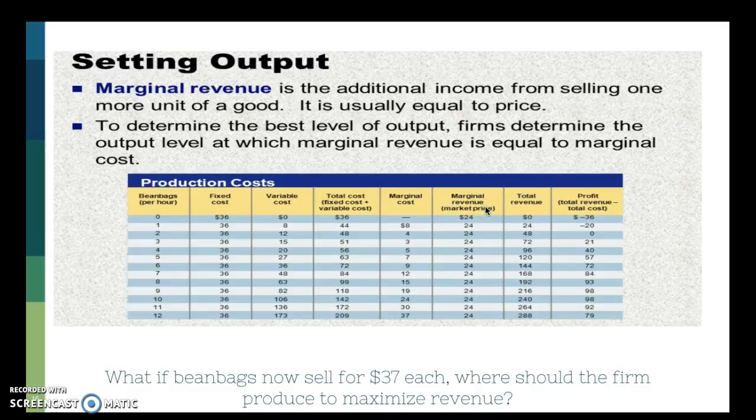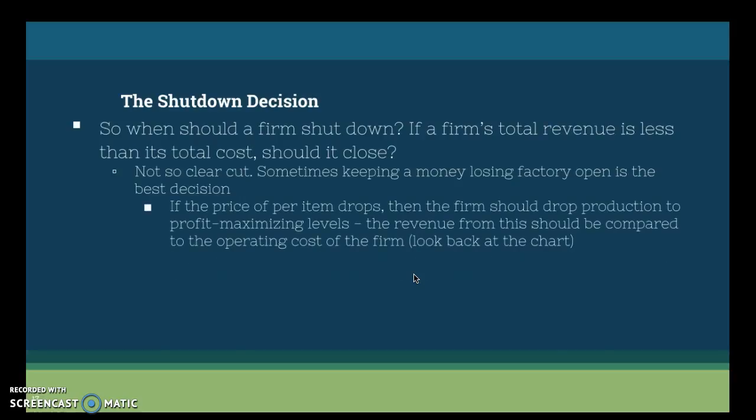Question number 3. If marginal revenue is $12 per beanbag, at what level should the firm produce? Remember, we're looking for that point where the marginal revenue is equal to the marginal cost. Hopefully you found it, which is at 7 beanbags per hour. At this point, our marginal cost is $12, and that would then make it equal to the revenue.